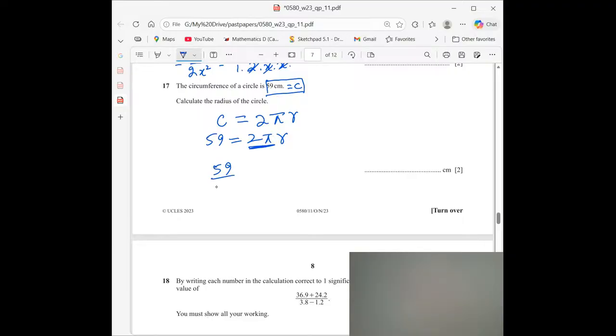If we need a calculator here, using the calculator we can calculate the value. It's 59 by 2 pi. So let us do it and see what the answer will be. 59 divided by 2 pi. The answer is 92.67.